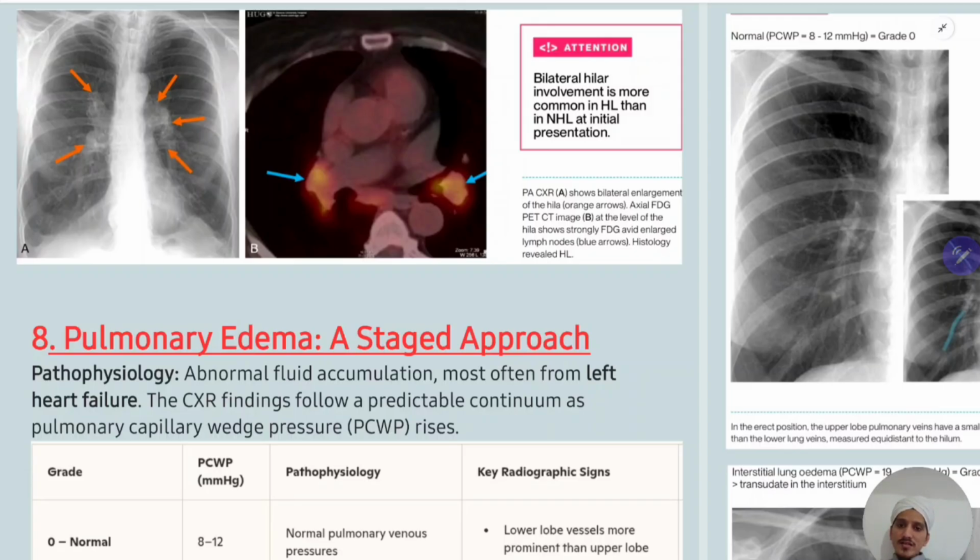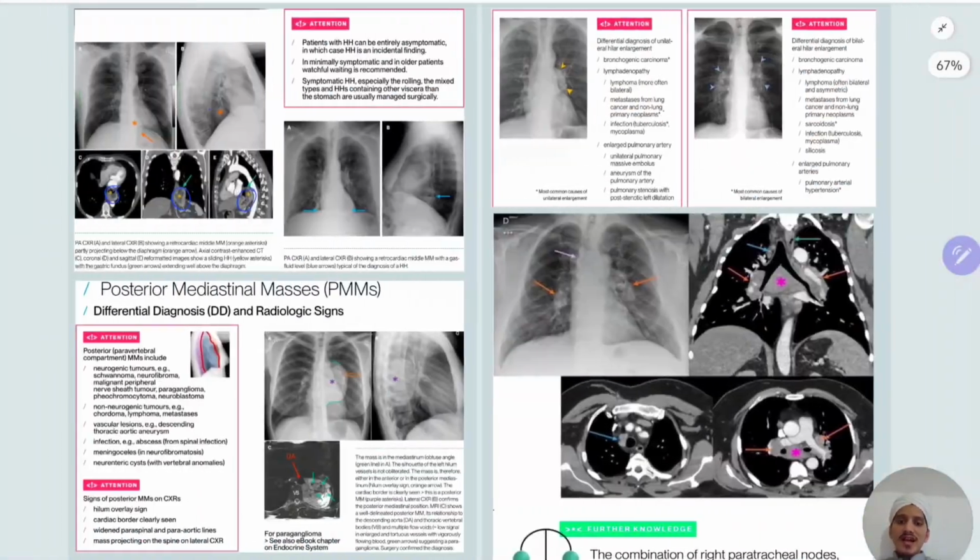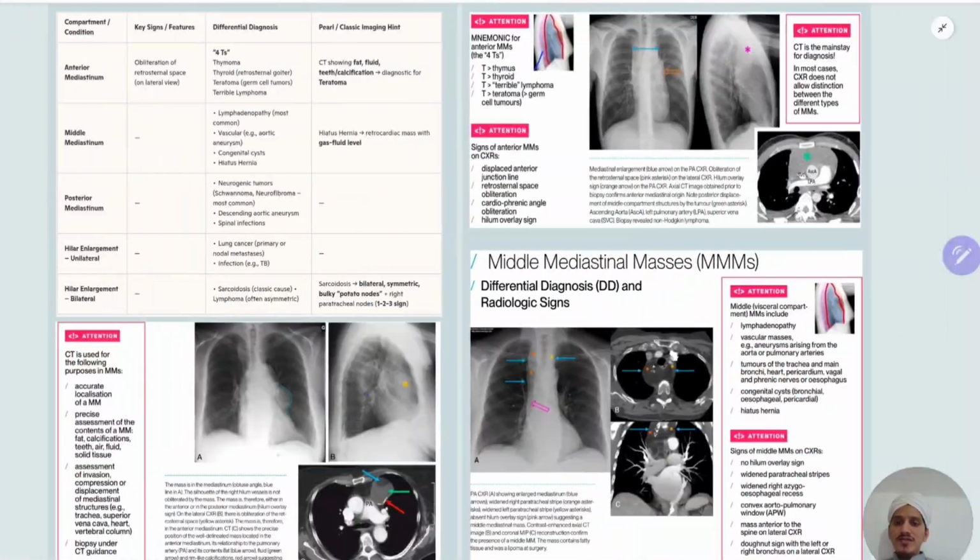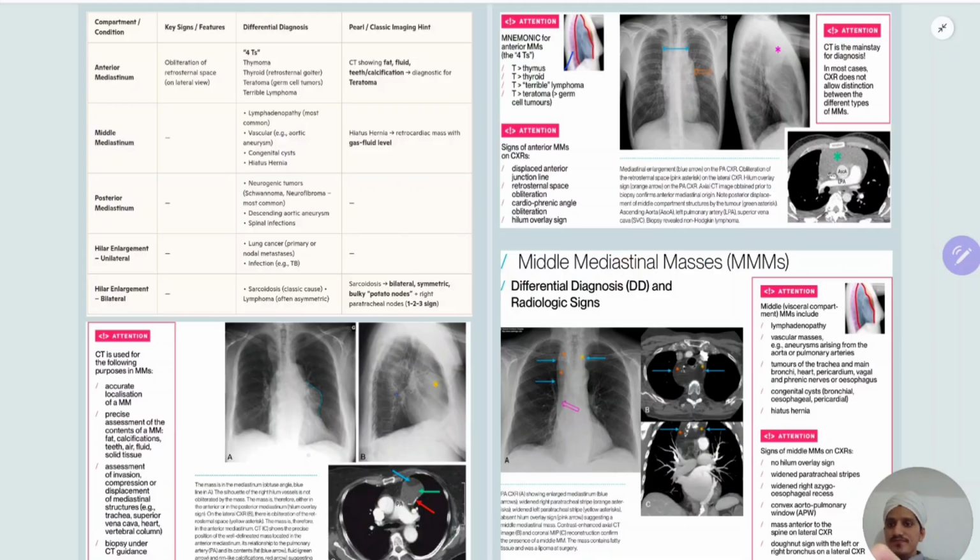So three important diagnoses of bilateral hilar enlargement are: number one is sarcoidosis, most common, where you will see Pawnbroker sign, the 1, 2, 3 sign. Number two is pulmonary arterial hypertension, and number three is non-Hodgkin lymphoma. Okay, so that's about the unilateral and bilateral hilar enlargement. Just to summarize, we have learned about the anterior mediastinal masses.